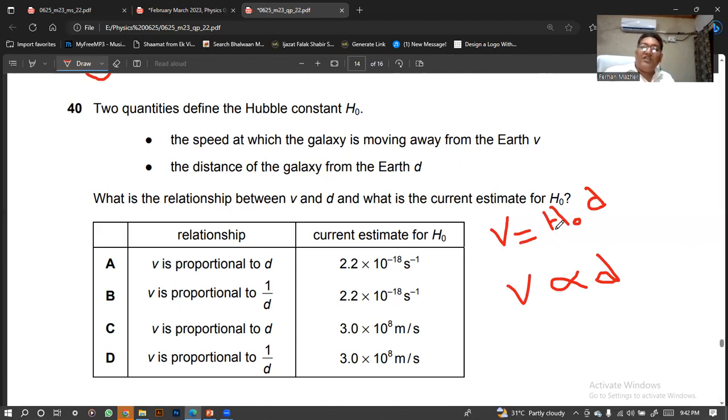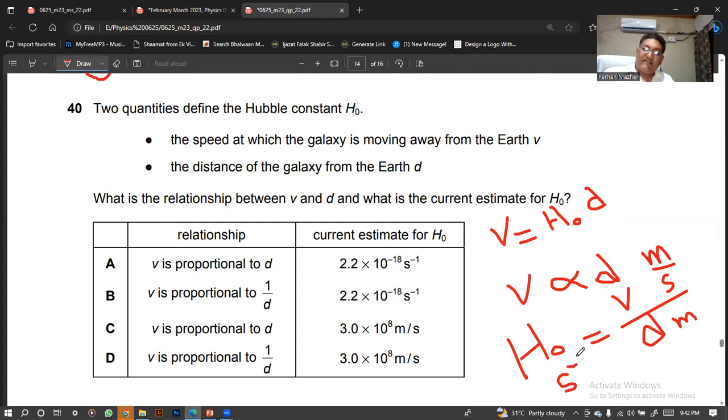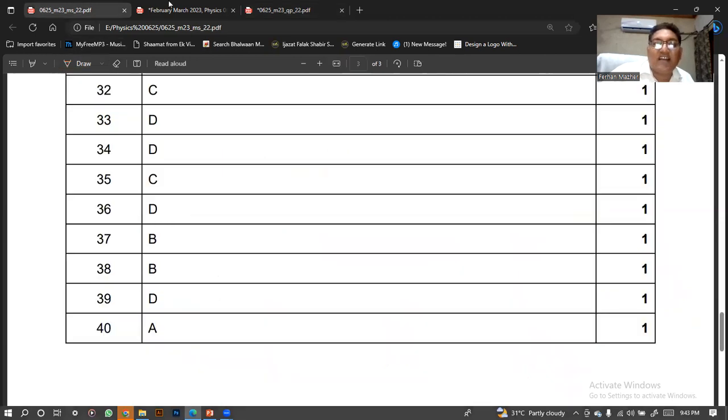Now, what is the value for the H naught? You don't have to remember the H naught value. Let me tell you how to know which is the right value: H naught is V divided by D. V is in meters per second and D is in meters, so the unit of H will be second inverse. Out of these, where V is directly proportional to D and the value given has this unit, A is the right option. I hope you understand. Question number 40, A is the right option, sir.